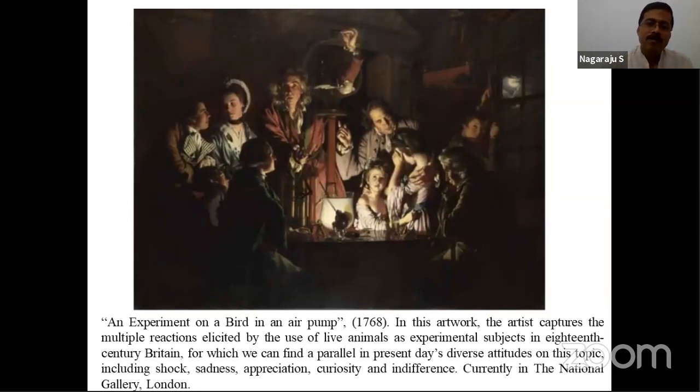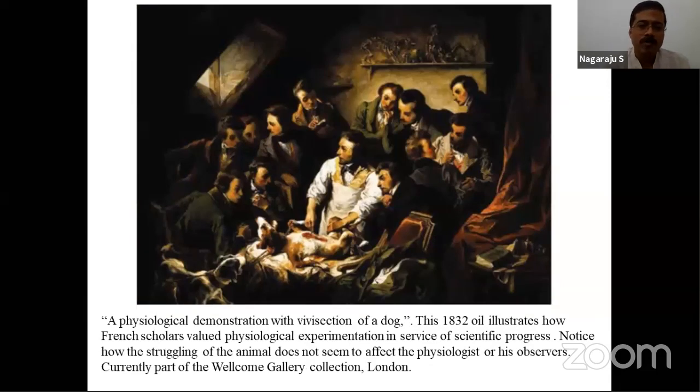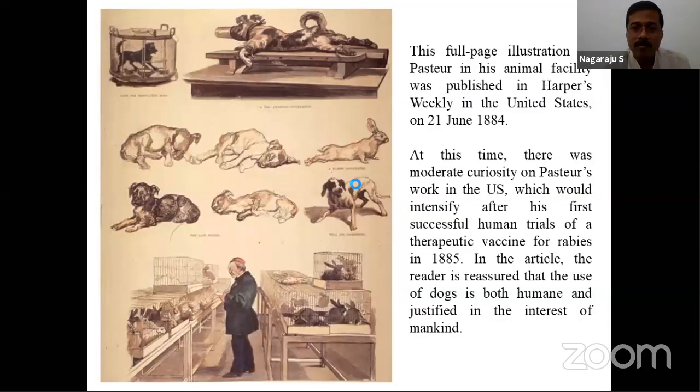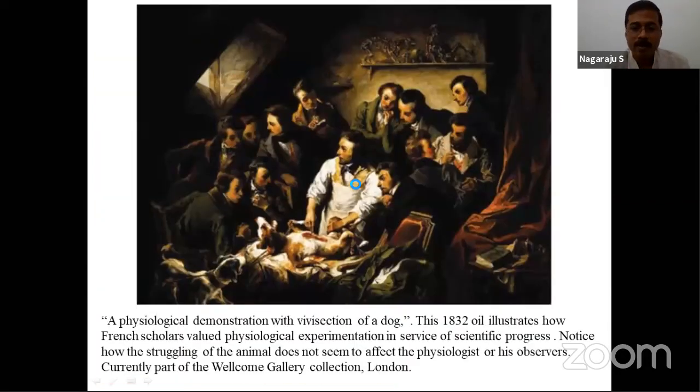Similarly, after 1832, when they used physiological demonstrations, vivisection of a dog. Even though the dog is suffering from a lot of pain, look at the curiosity of the persons around who are looking at the vivisection. Rather than the pain or the response of the animal, the people were curious to know what would be the response from the animal model.